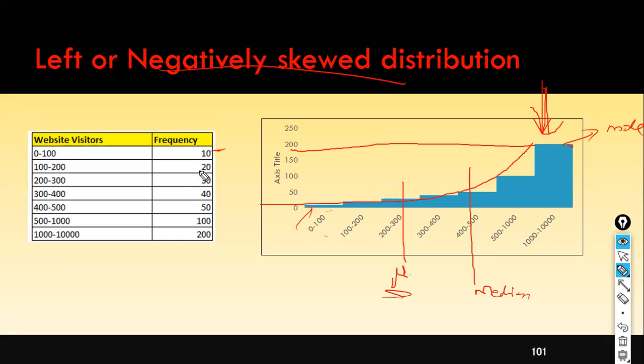In the case of a left or negatively skewed distribution, how can we understand? By looking at the frequency itself, we can understand whether it's left skewed or right skewed. So how can we make out by looking at the frequency whether it's left skewed or right skewed?